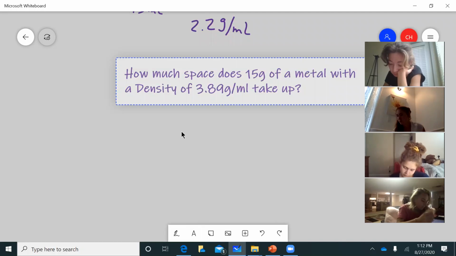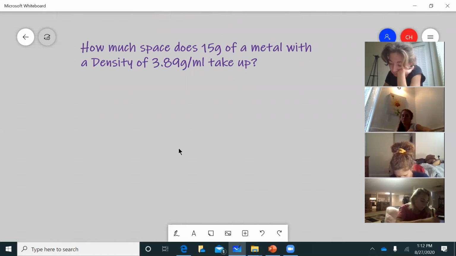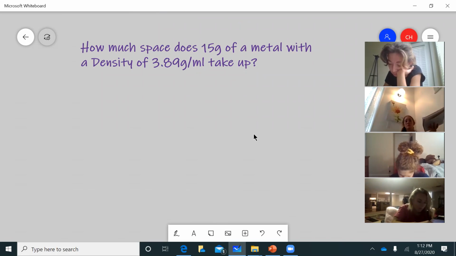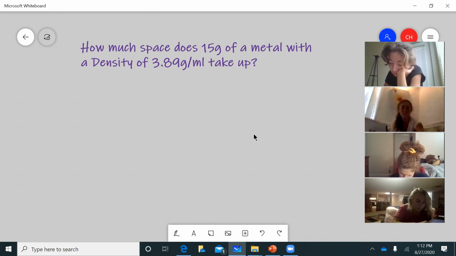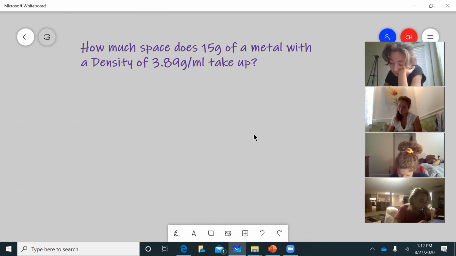Okay. So how much space does 15 grams of a metal with a density of 3.89 grams per milliliter take up? I'll give you all about 2 minutes on that one as well.